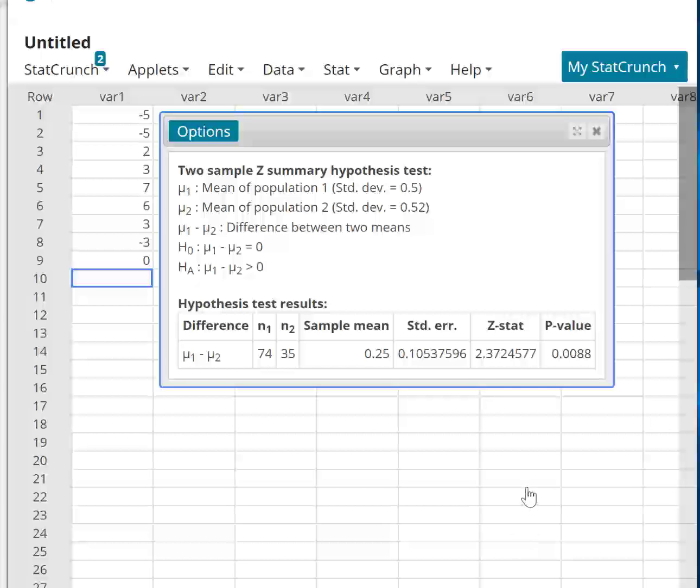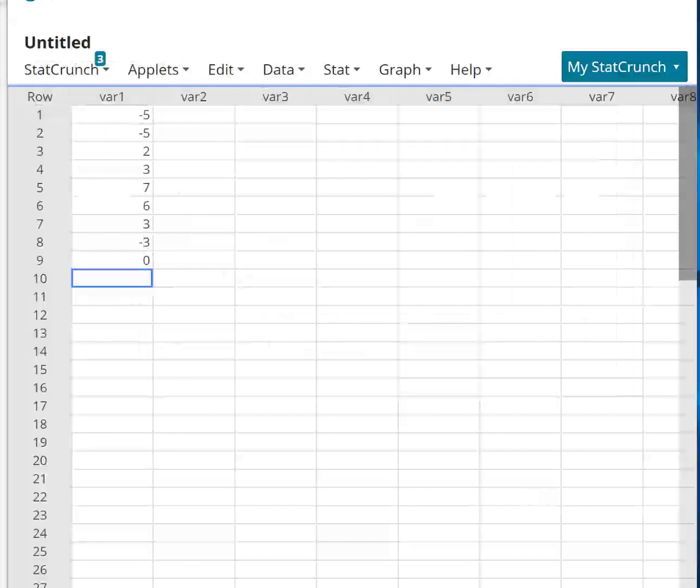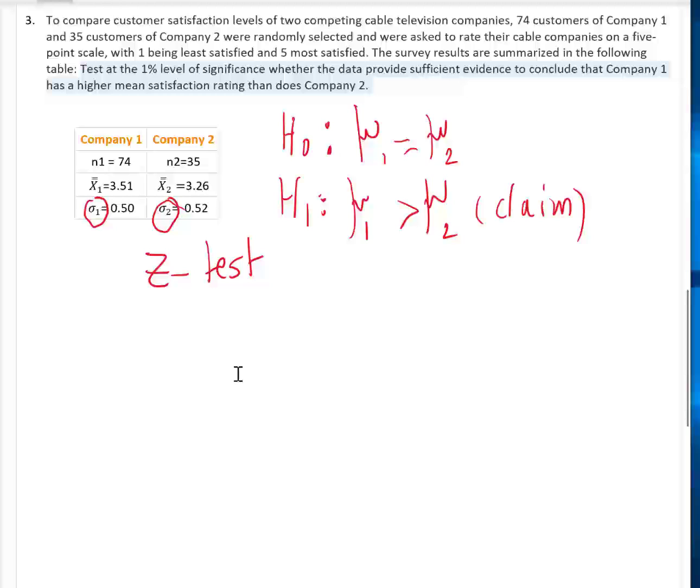I got z, which is what? 2.37, and the p-value, which is 0.0088. And that's all I need from Statcrunch. I don't need Statcrunch anymore. So I'm going to continue here.